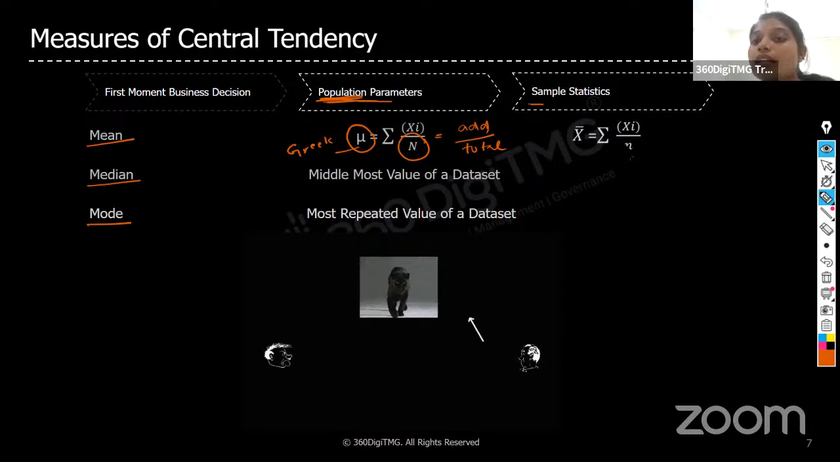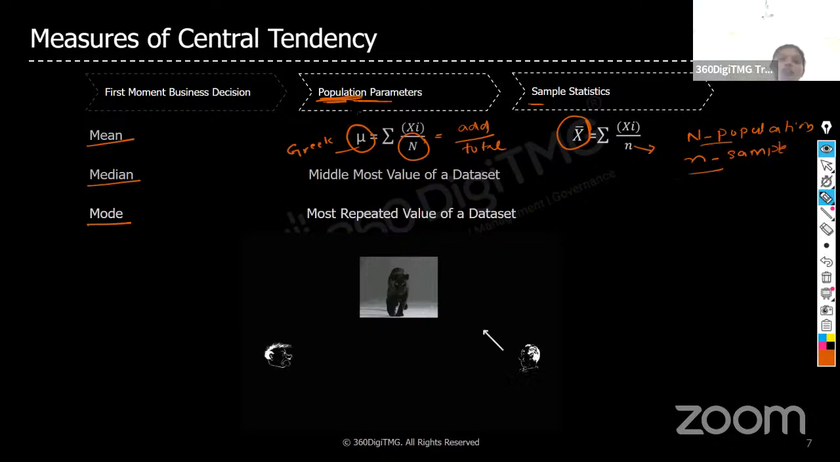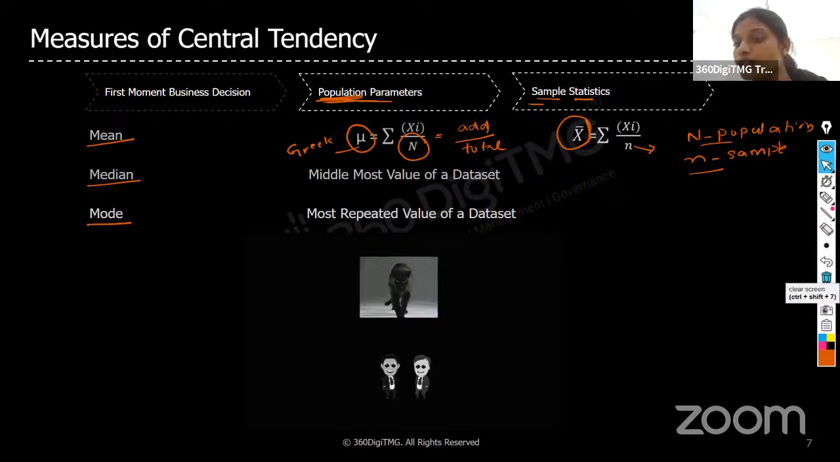When it comes to sample, the mean is indicated with X bar, and sample size is indicated with small n. So capital N represents population, and small n represents sample. This is capital N and small n. So, population parameters and sample statistics. There are three first moment business decisions: mean, median, and mode. First, let us see in the form of an Excel what these three are. Let me clear the drawings.